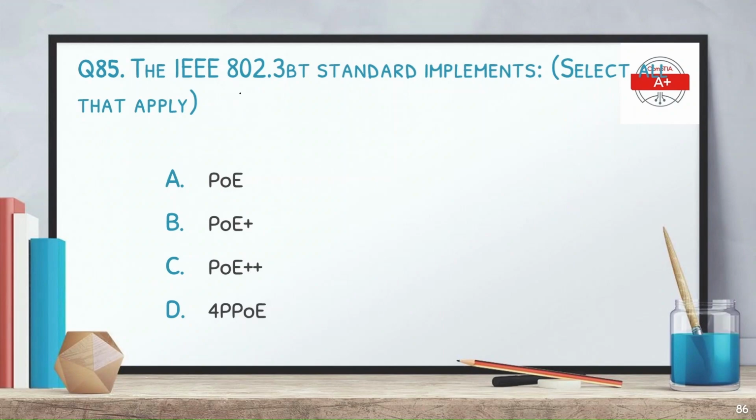Question number 85 is that the IEEE 802.3BT standard implements, select all that apply. Options are A. PoE, B. PoE plus, C. PoE plus plus, and D. 4PPoE. And the correct options are PoE plus plus and 4PPoE.